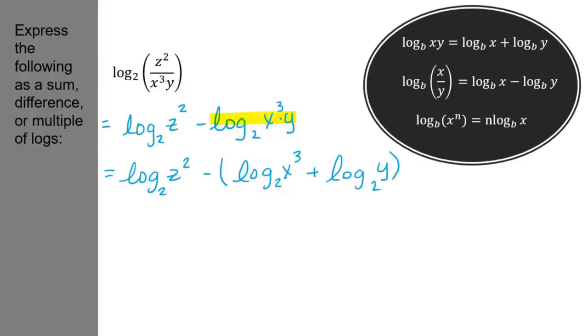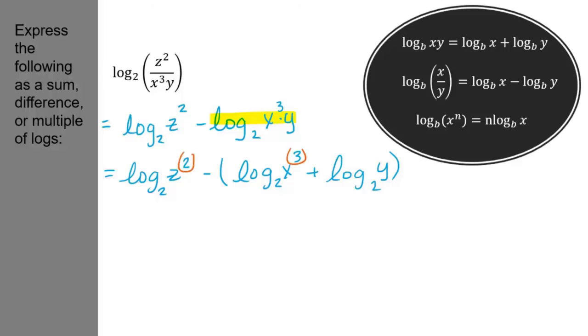The brackets here are important because both the x cubed and the y came from the denominator in our original expression. The only way for them to end up in the denominator, again if we were to go backwards, is for both of them to be subtracted.